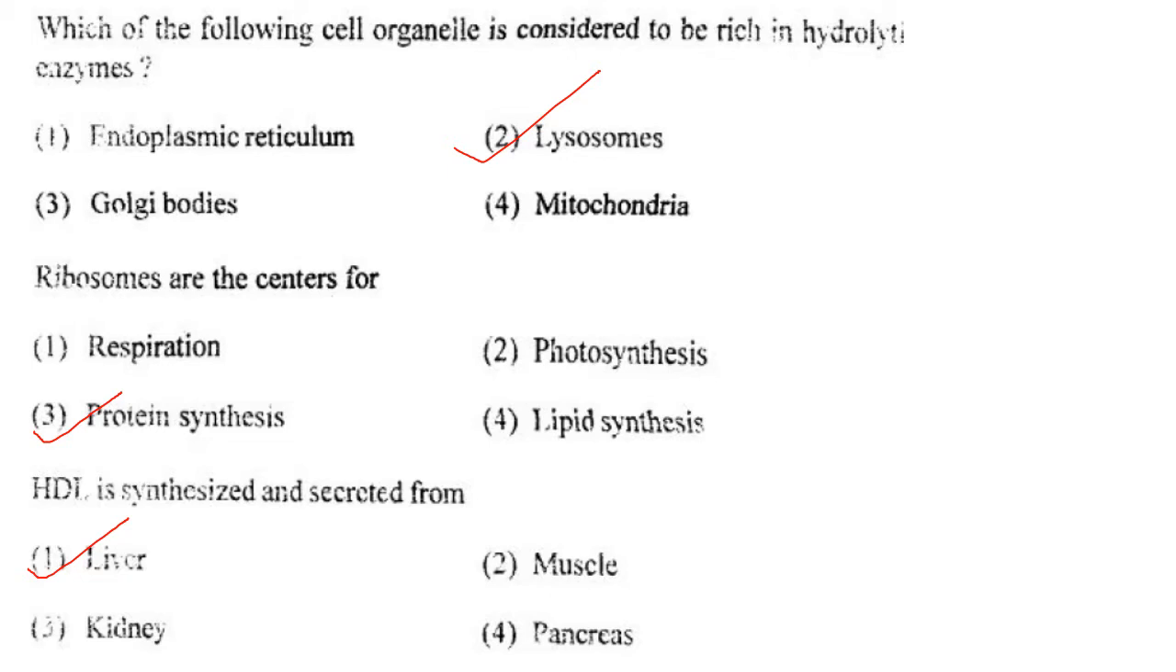Next one. Ribosomes are the centers for option 1 respiration, 2 photosynthesis, 3 protein synthesis, and 4 lipid synthesis. Answer is option 3 protein synthesis. Next one. HDL is synthesized and secreted from option 1 liver, 2 muscle, 3 kidney, 4 pancreas. Answer is option 1 liver.